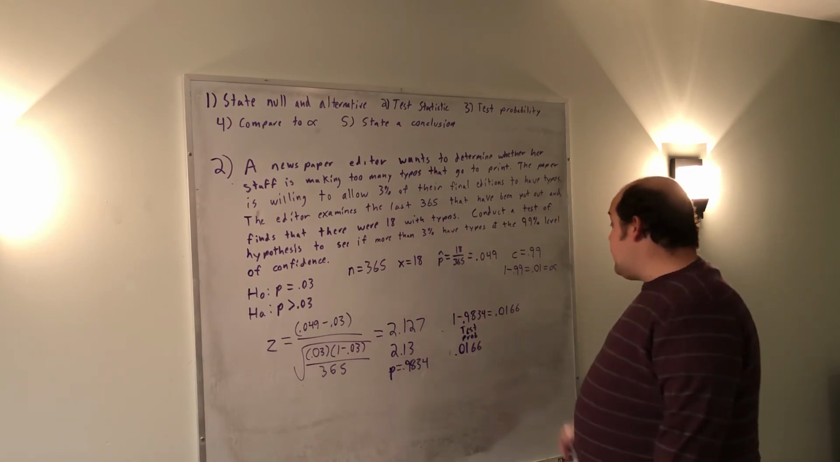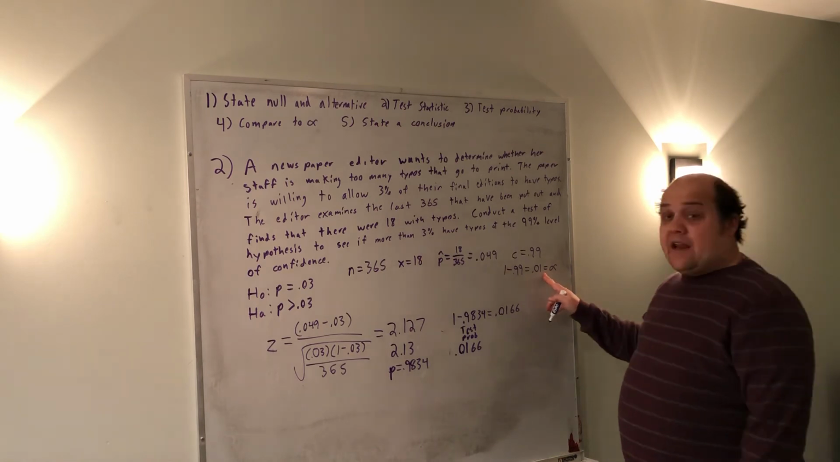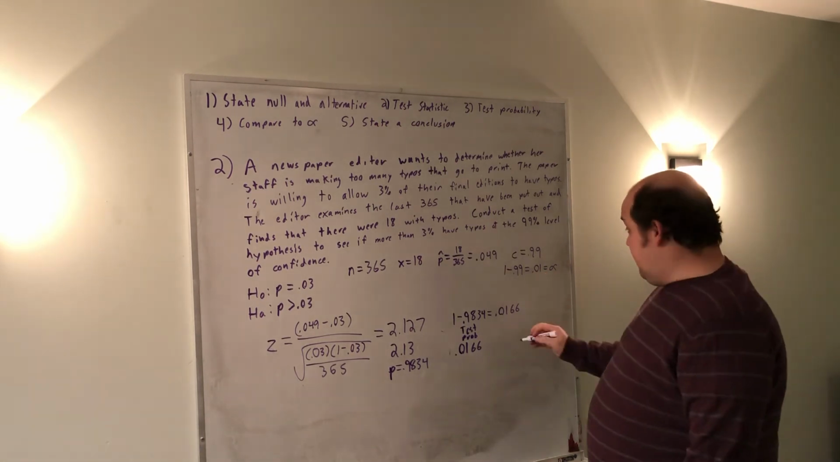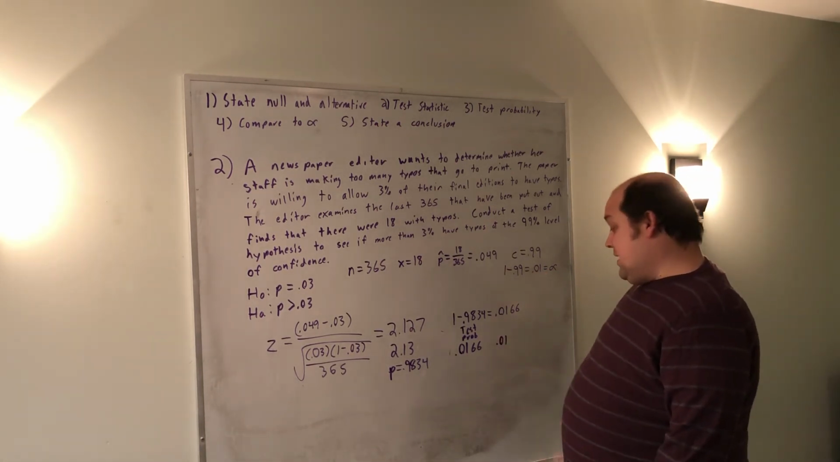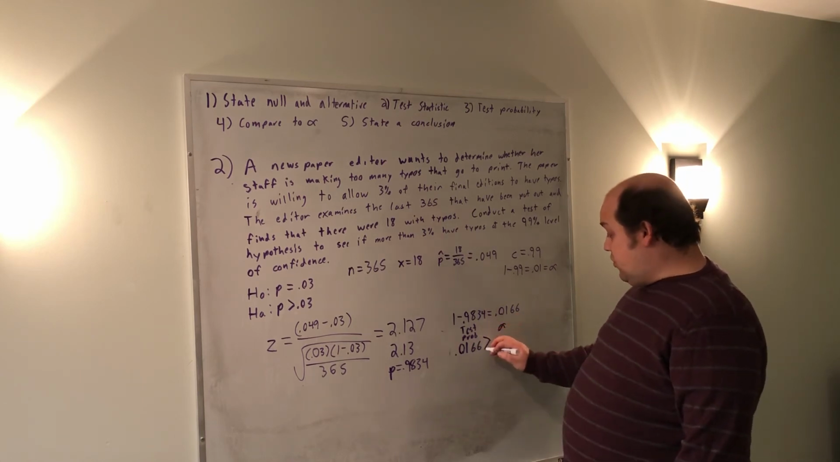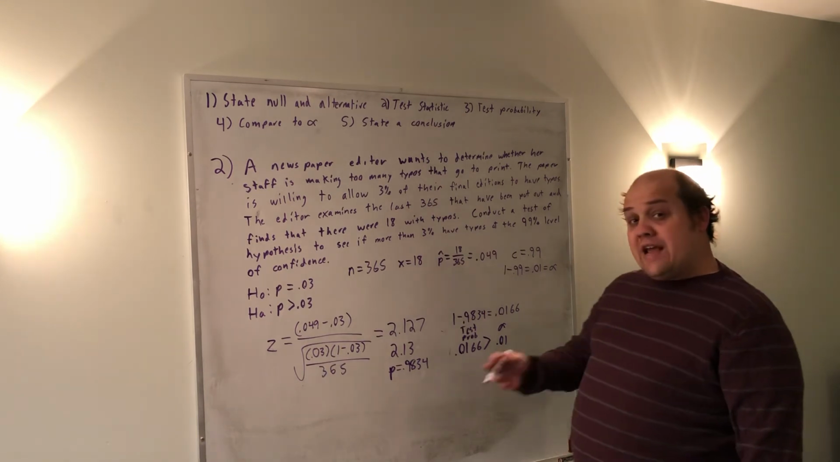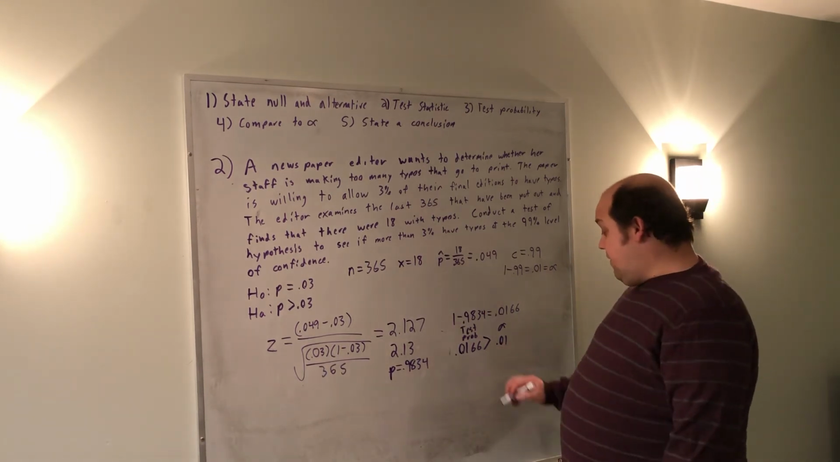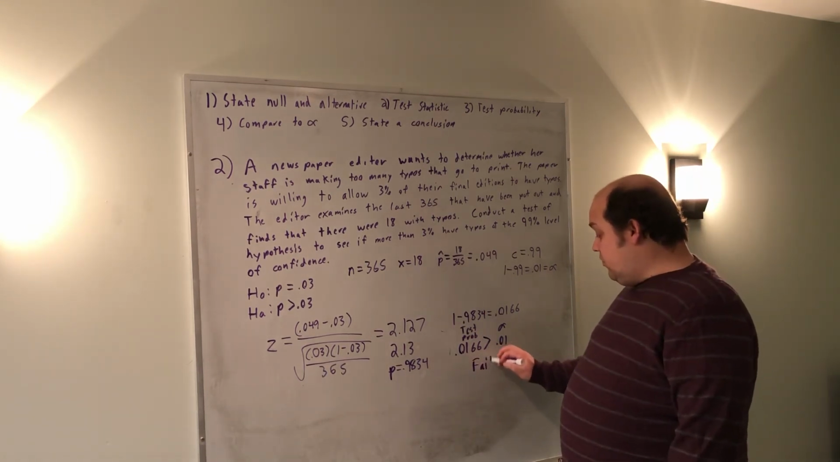I'm going to compare it to my alpha, which again I found by doing 1 minus the confidence level, 0.01. In this case, 0.0166 is larger than 0.01. When your test probability is bigger than your alpha, you fail to reject the null.